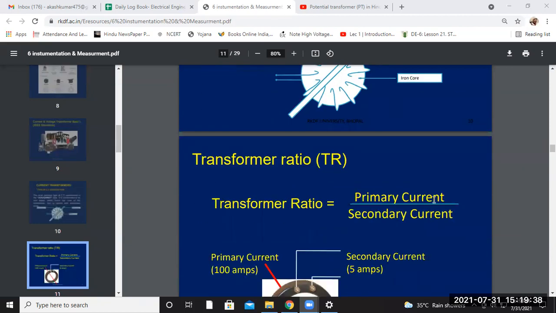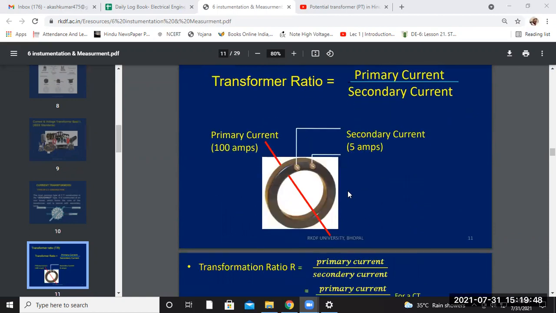Now the transformation ratio, as you already know, is the primary current divided by secondary current, or you can say secondary voltage divided by primary voltage, that will give the transformation ratio. So by seeing here, you can see that this is a 5 amp current transformer. The primary current flowing through is 100 ampere. This is the current flowing through the overhead transmission line. When you provide a current transformer, it will convert that amount of current into a very small value because of the number of turns provided in the current transformer.